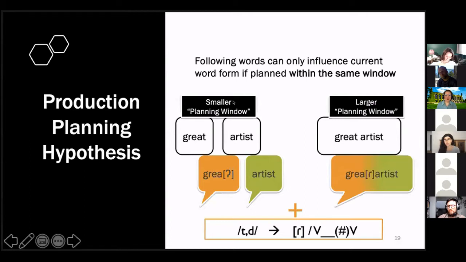And this idea of variation within an individual between a smaller planning window and a larger planning window is something we can see playing out if we adopt this perspective of phonological variation between these two sounds, right? This mapping between a T and its surface variant depending on the phonological context.